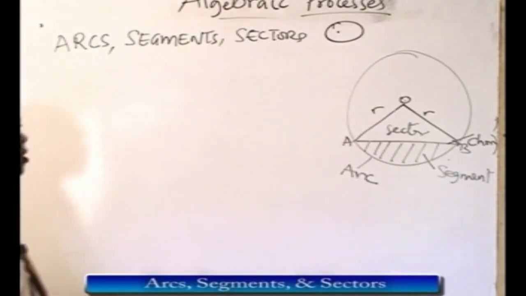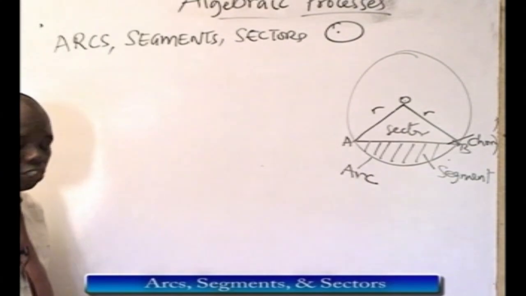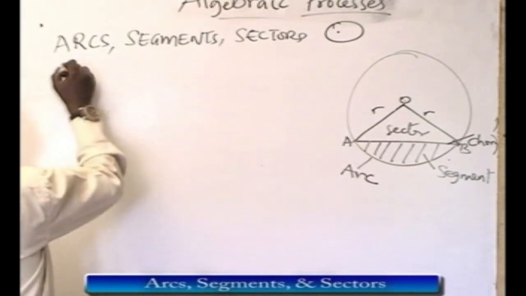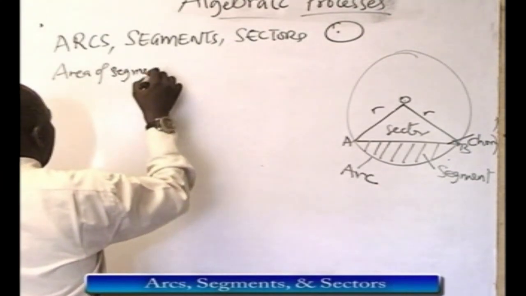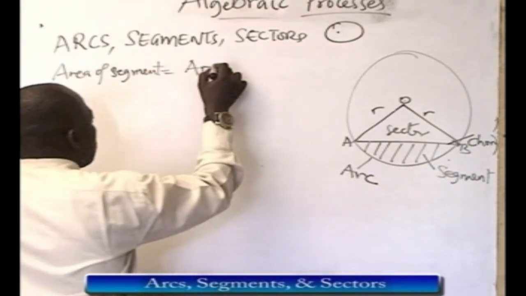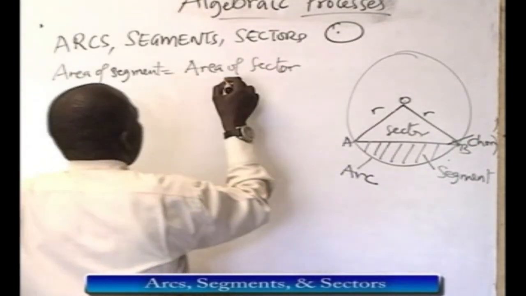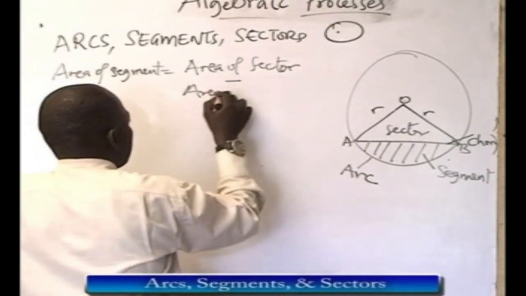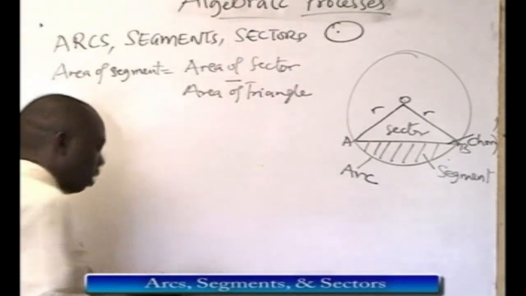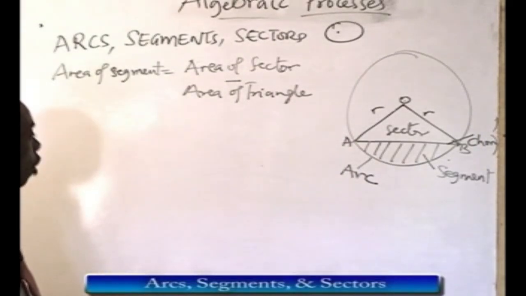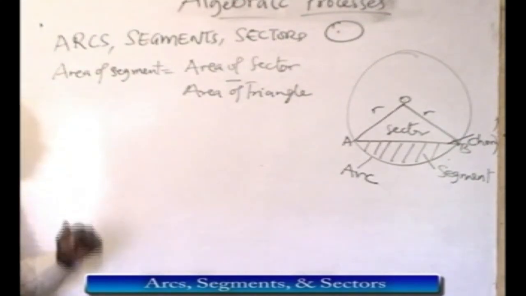Now, if the questioner asks you to determine the area of a segment, like I already said in the note, what you do is: the area of a segment equals the area of sector minus the area of triangle. Area of sector minus area of triangle.